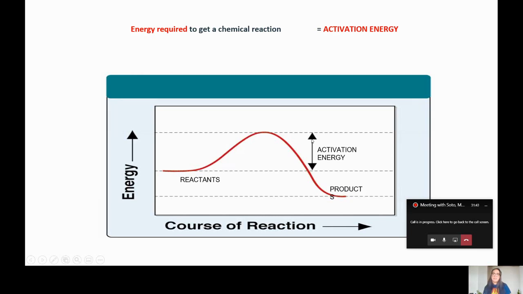Okay, so that activation energy is the distance from the reactants to the top of the curve for this reaction to happen. So if you see these graphs, that activation energy is that distance from the reactants to the top of the curve. Okay.